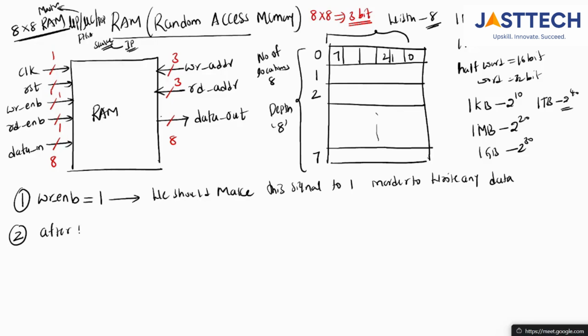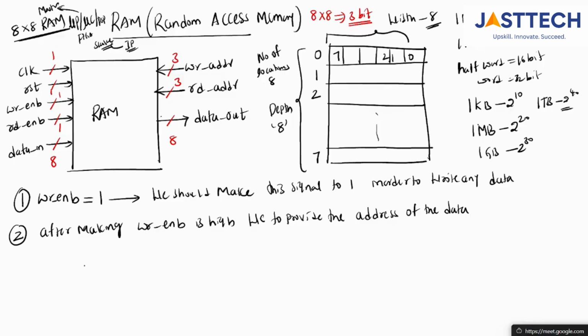So after making write enable, write underscore enable, high, the processor needs to provide the address of the location where the processor wants to write the data. By using a decoder circuit, internally the microprocessor consists of a decoder circuit. The decoder will generate the address.